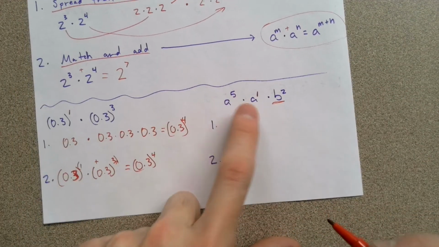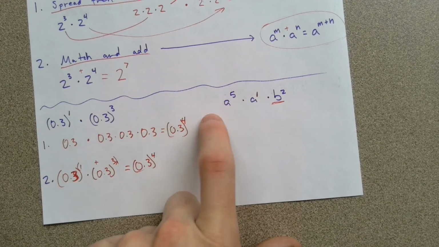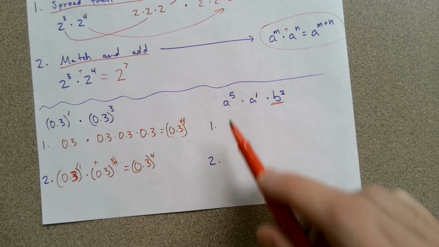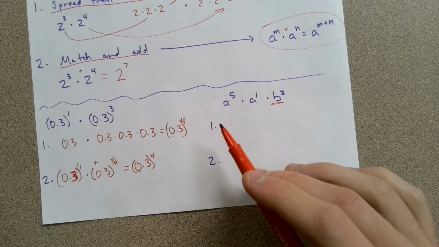But we can do it with these. They have the same base. They're both a's as our base. Remember, our big number is our base. Our small numbers are exponents. So we can do those.